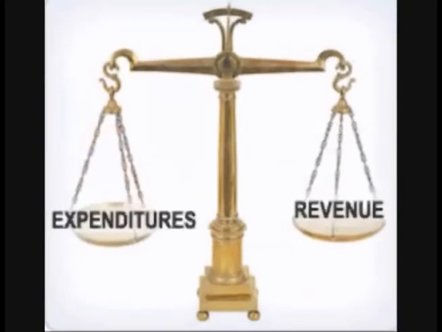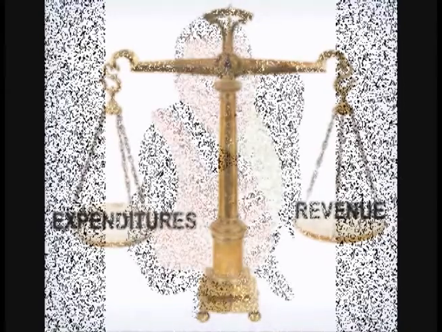It is for this reason that most economists recommend that the government balance the budget in some form or another. In other words, the government only spends as much as it makes from taxes and other revenue. So that concludes the video on fiscal policy.